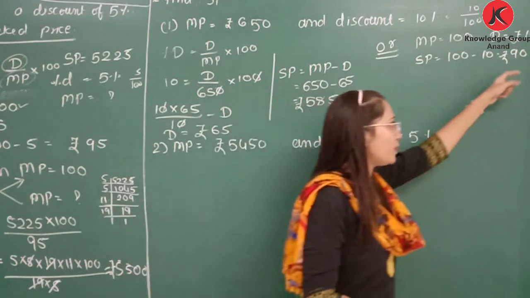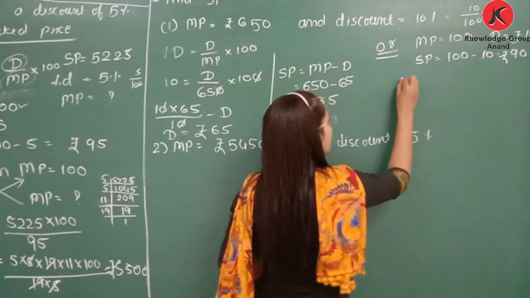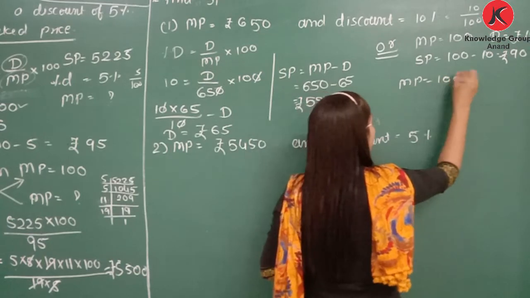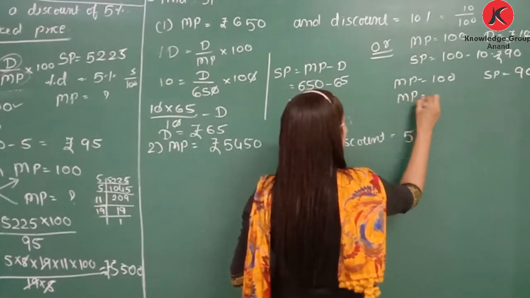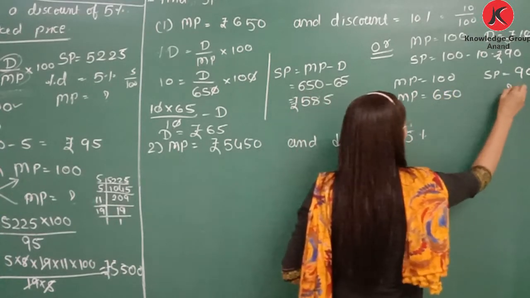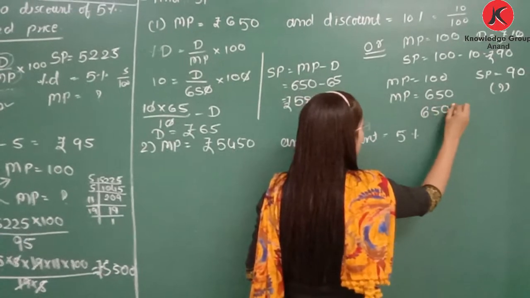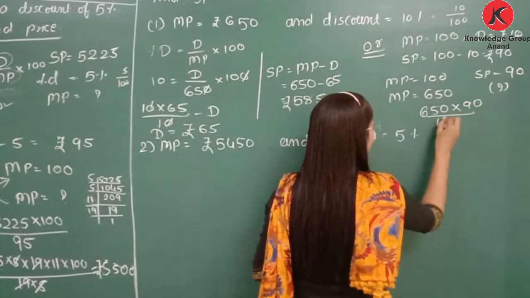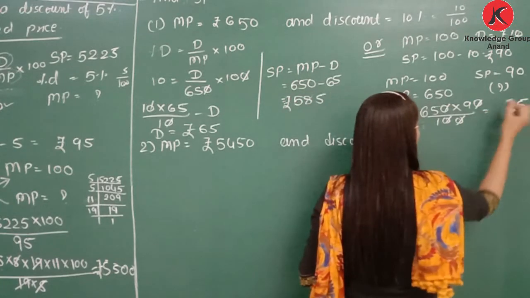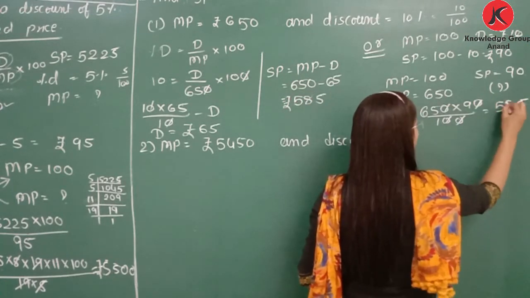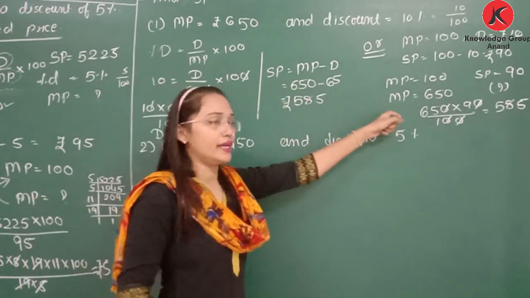Whenever market price is 100, you need to pay 90 rupees. So we can write market price is 100, selling price is 90 rupees. But our market price is 650. What is the selling price? Now cross multiplication: 650 multiply 90 divide 100. 0 will be cancelled. So here it is 585. So you can use any method.